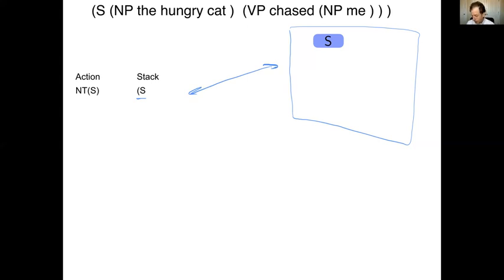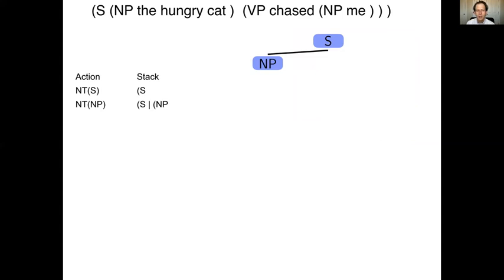So going forward from that, the next action might be, for example, NT of NP, so that is generate a new non-terminal NP. That goes onto the stack as a second open NP element. This little bar here says that these are two separate elements. So the vertical bar in this representation is the separator between stack elements. So now in the tree, we have two open nodes, an S and its first left daughter, which is also open. They're both open, and that is an open NP.